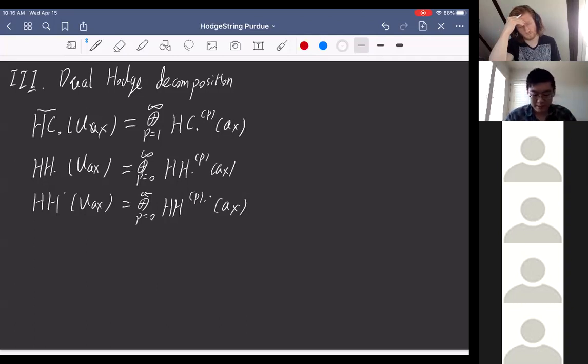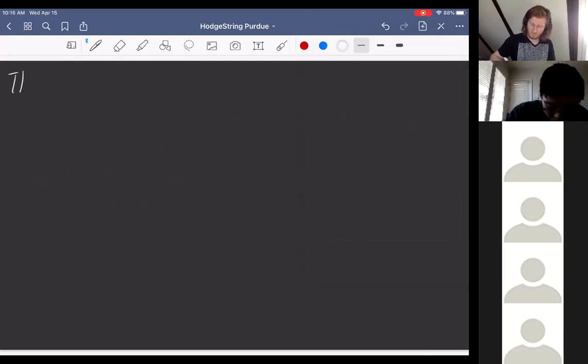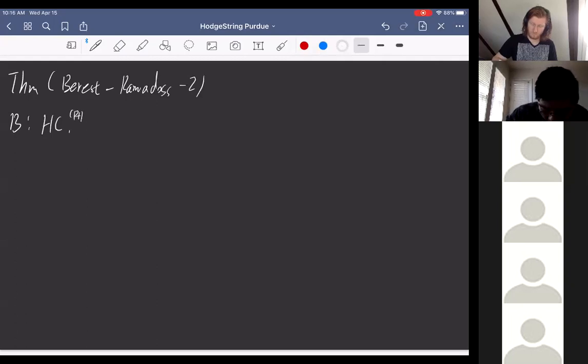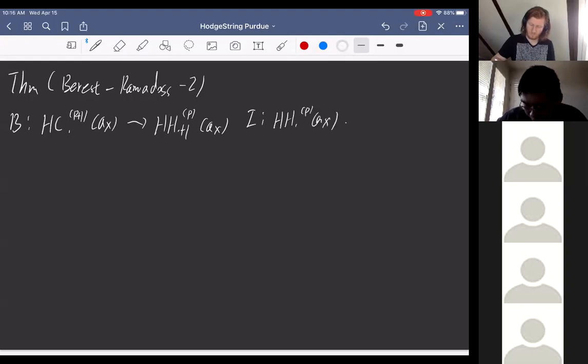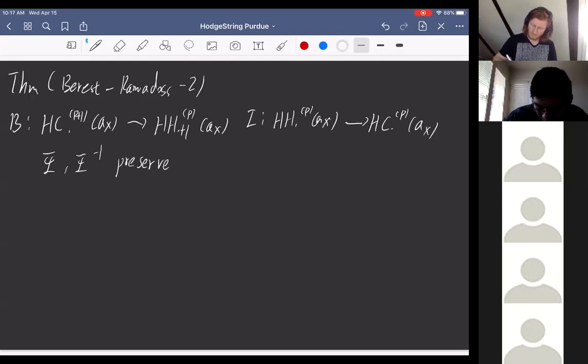Based on this decomposition, let's recall some earlier results. So, a theorem by Berest, Ramadoss, and myself is that, recall we do have an algebraic model which involves B, I, psi, and psi inverse. This B map will decrease the Hodge degree by 1, and the I map will preserve the Hodge degree. Moreover, both psi and psi inverse preserve the Hodge degrees.